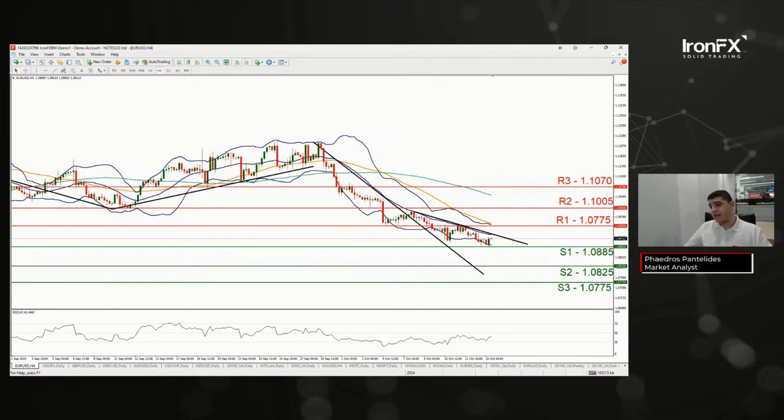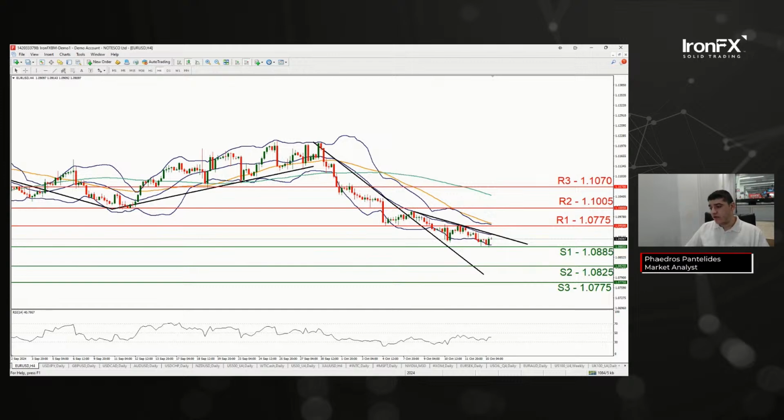Moving averages, so we had a death cross formed at this point here, where the 100 moving average crossed below the 50 moving average. So these are long term moving averages. So a long term bearish trend may have been initiated. So, all in all, the technicals do appear to be bearish in nature, and thus we would maintain a bearish outlook. For that to continue, however, we would require a clear break below S1 at 1.0885.